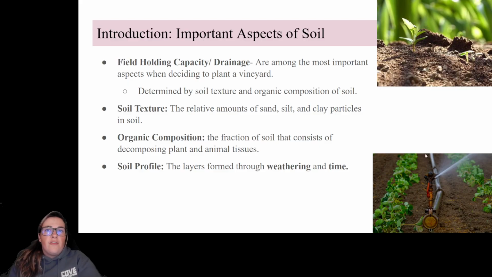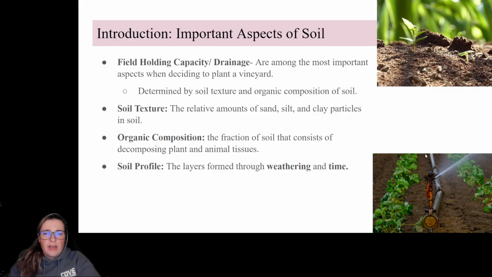So another very important aspect. Next, we have organic composition, right? Organic matter is very healthy for plants and a good biota for your soil. All the fungi and mold that grows in there and all the microorganisms that live in there contribute to the health. So organic matter is going to be very important for that, and that forms by decomposing plant and animal tissue, right?